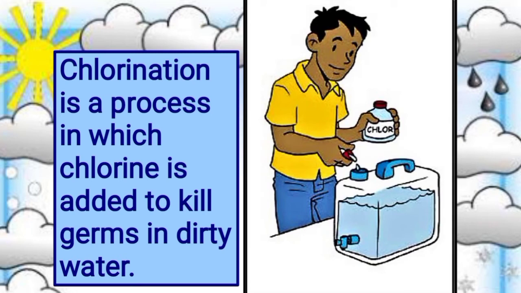Chlorination is one of the methods of purifying water. It is a process in which chlorine is added to kill germs in dirty water. And chlorine is a gas that kills germs. And these days, chlorine tablets are easily available so that we can purify our water.